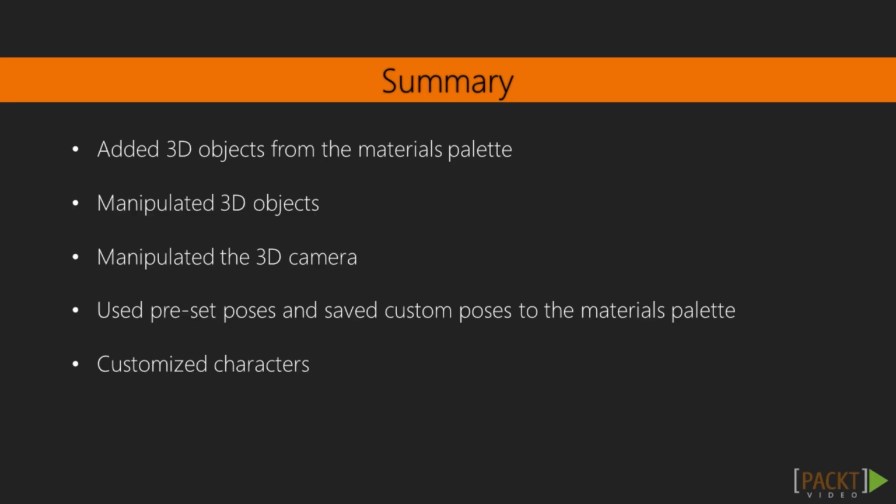In this section, we have learned about using the 3D aspects of Clip Studio Paint. We started off by adding a 3D model to our canvas. Then we learned how to manipulate our models and the 3D camera by changing their position and rotation. Then we learned how to use preset pose information to pose characters quickly and how to save our custom poses to the materials library. Finally, we learned how to customize character models and the generic body type figures.